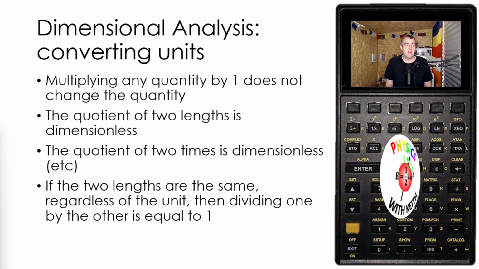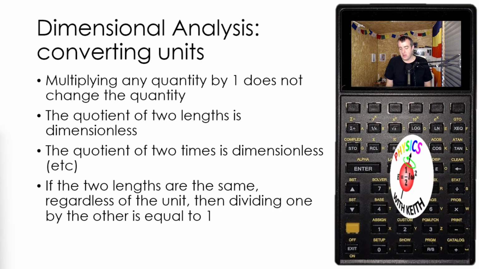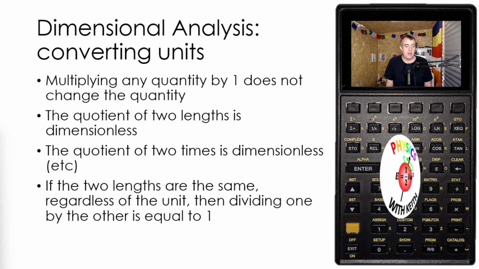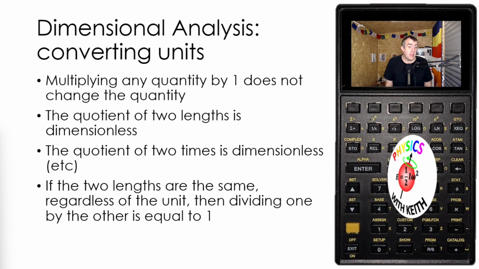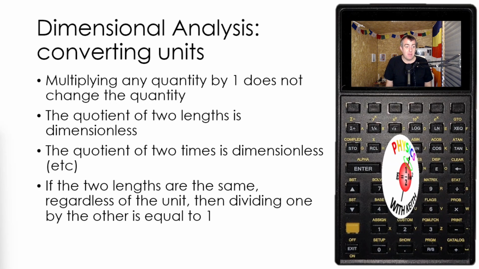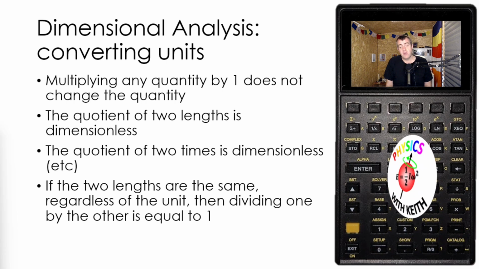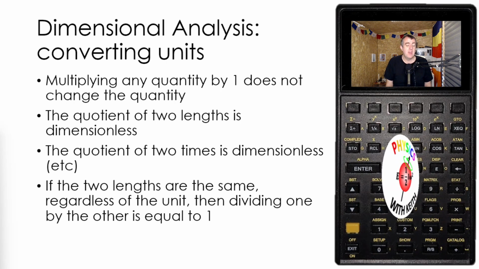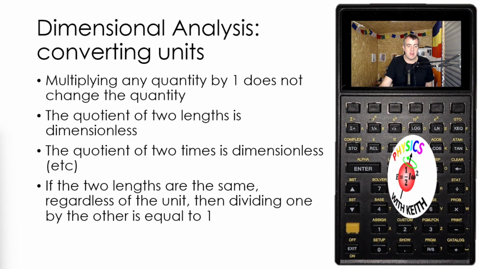It says here, you're multiplying a length by, or dividing a length by, a length. So the quotient, that's what you call it when you have one number divided by another, of two lengths is going to be dimensionless. It's also going to equal 1 if the two lengths are equivalent to each other. The quotient of 2 times is also dimensionless, and so on. So that's just saying what we've already said.